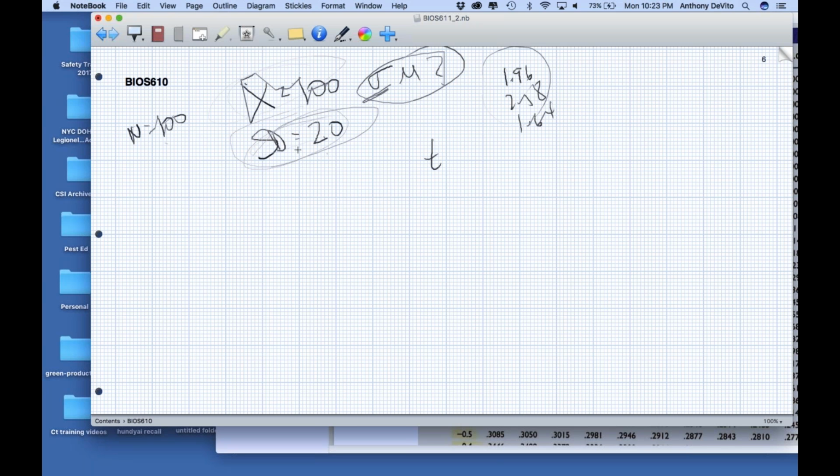Yeah, I kind of lost track there. Was it 150? Right? X bar is 150. It really doesn't matter. We'll recalculate it.